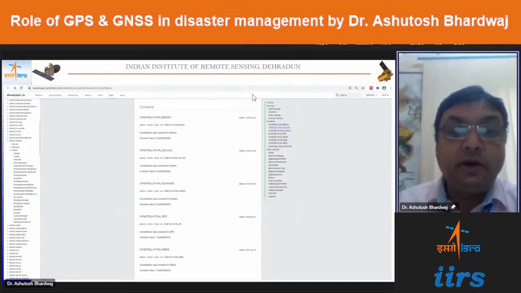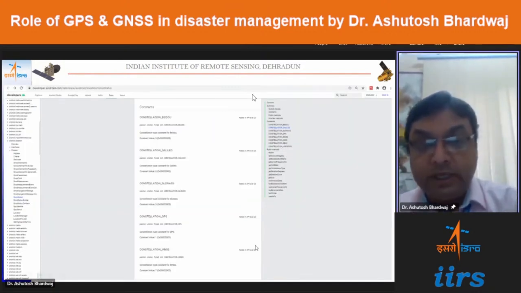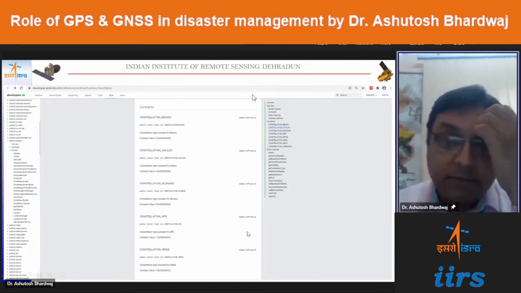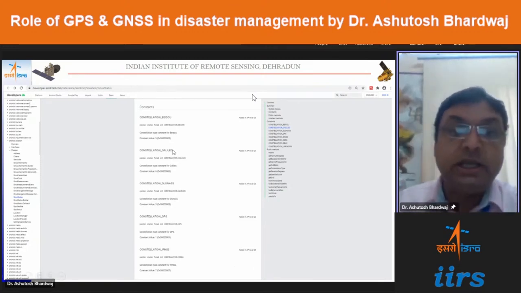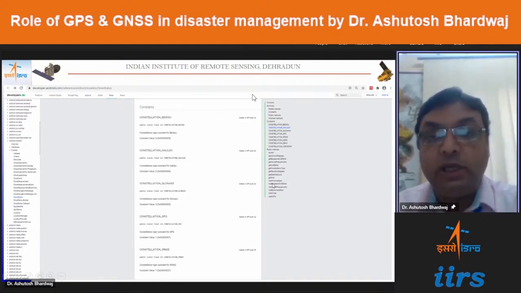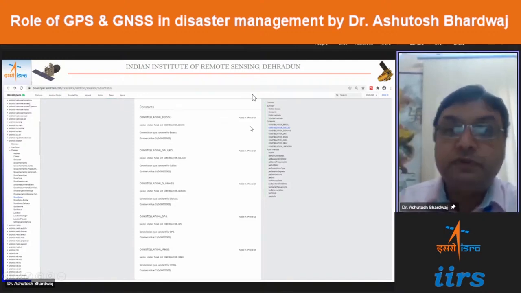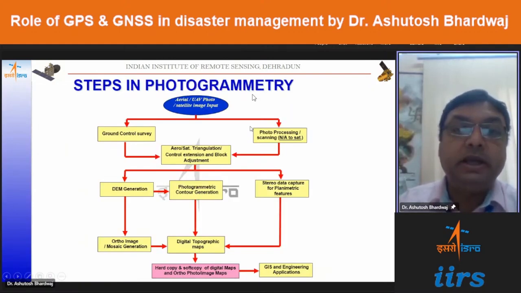So now, as I was telling, in the Android system, in API level 29, the NavIC based packages are available. Other packages for GPS, GLONASS, Galileo, BeiDou are available in API 24. So these can be used for building the APIs.